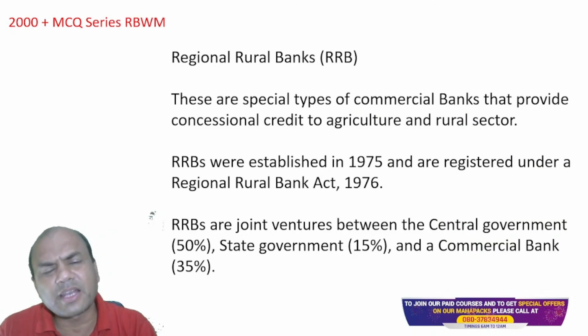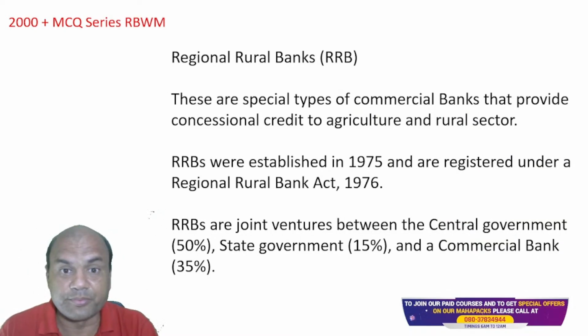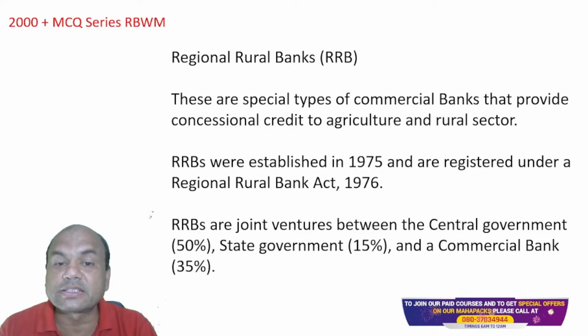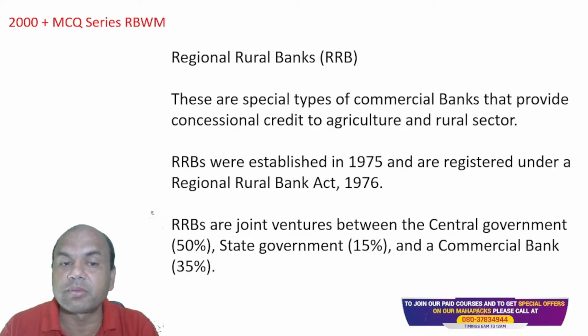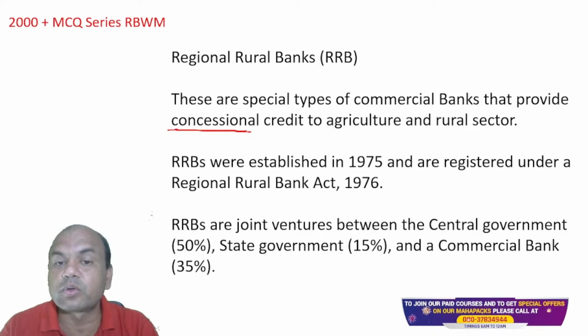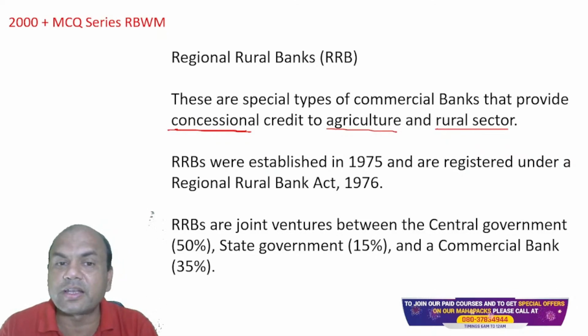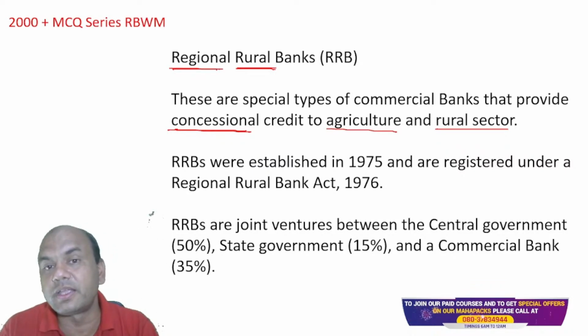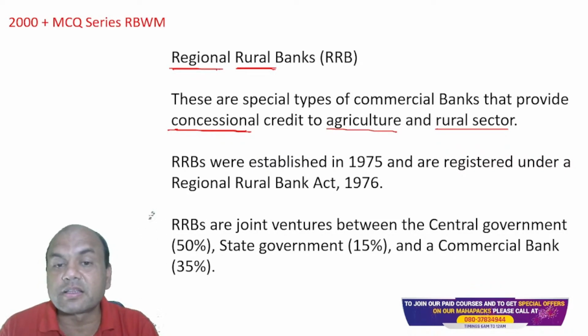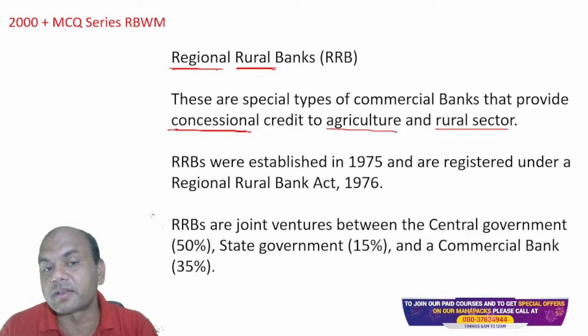Because RRBs are actually nationalized banks as of now. These are special types of commercial banks that provide concessional credit to the agriculture and rural sector. Concessional credit, remember. Concessional credit to the agri and rural sector. So these banks are special. See, what does your name itself say? Regional. Regional means related to that region only. So concessional credit to the agri and rural sector.